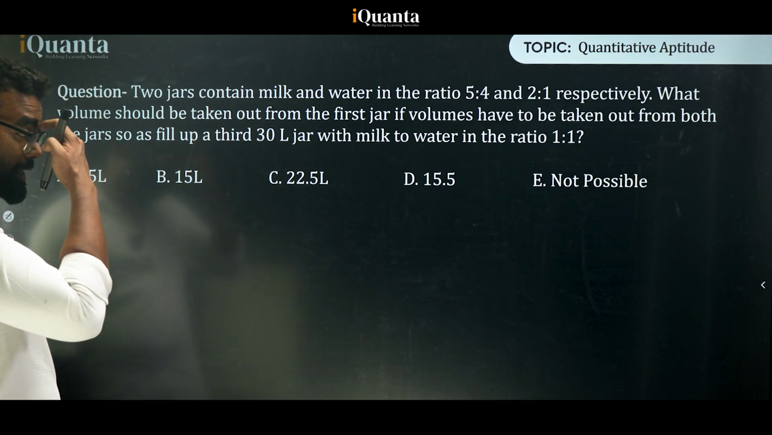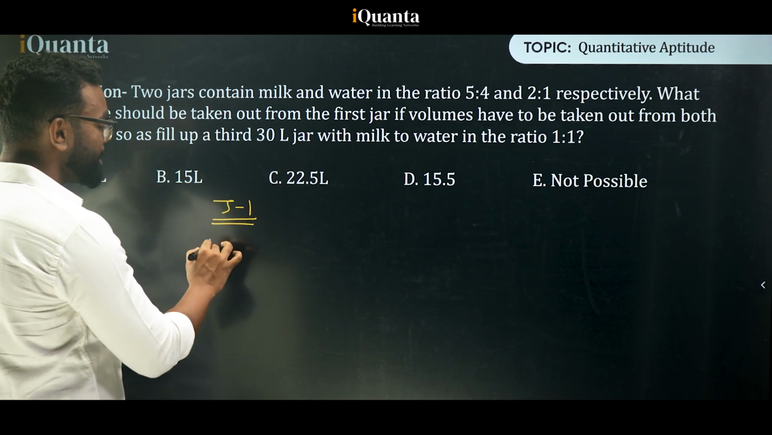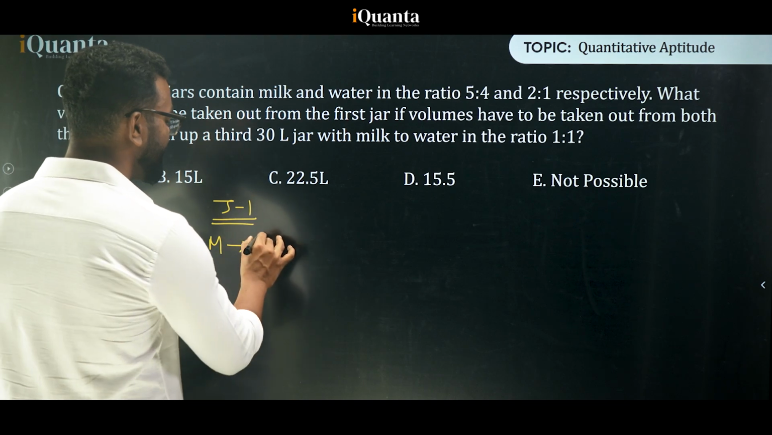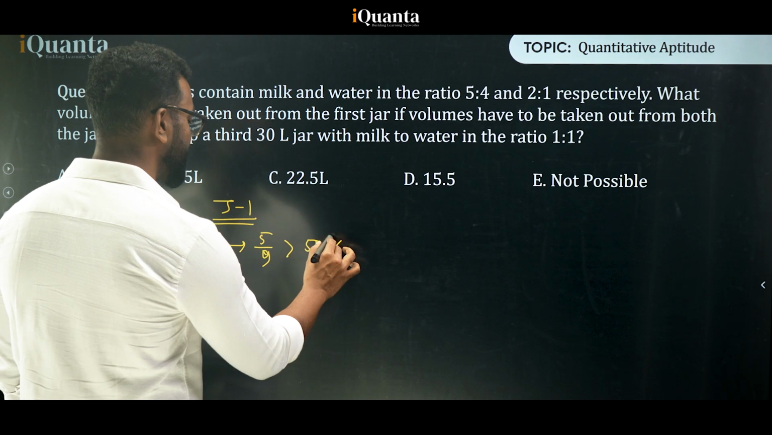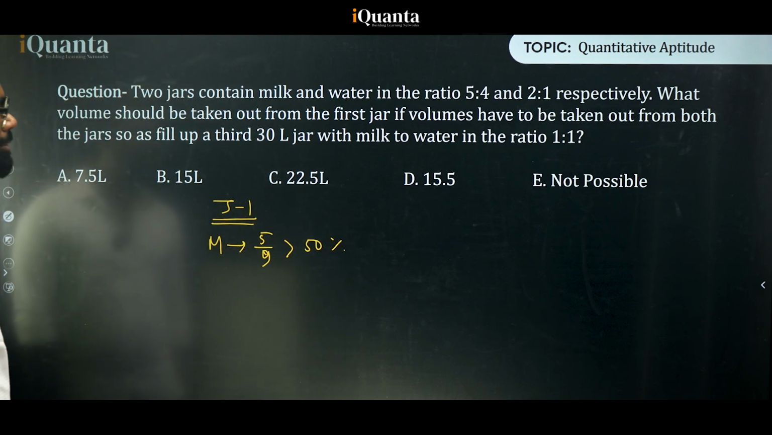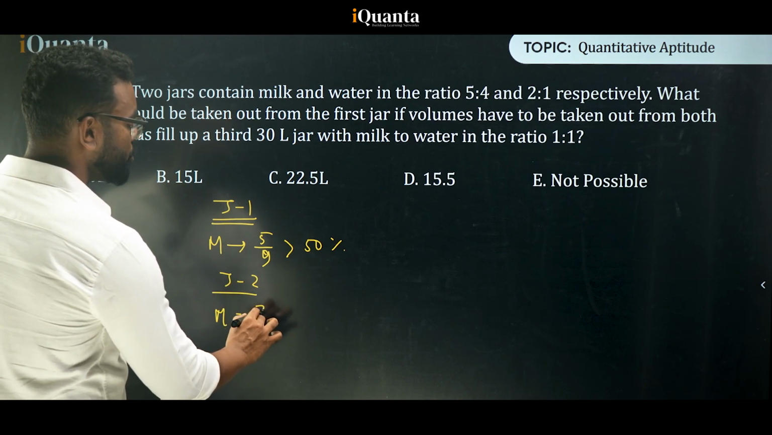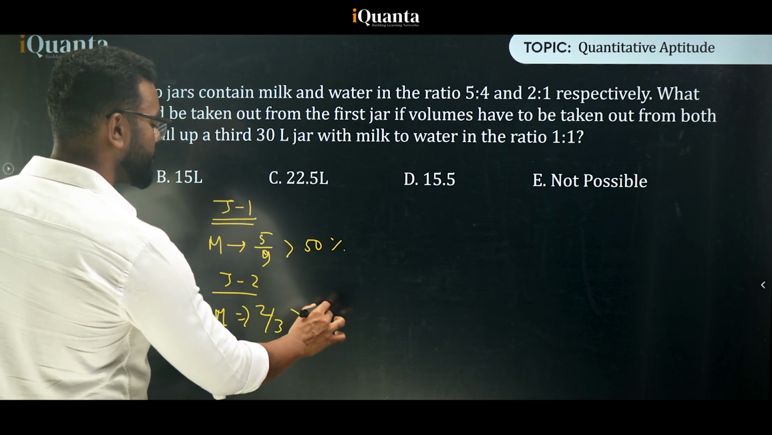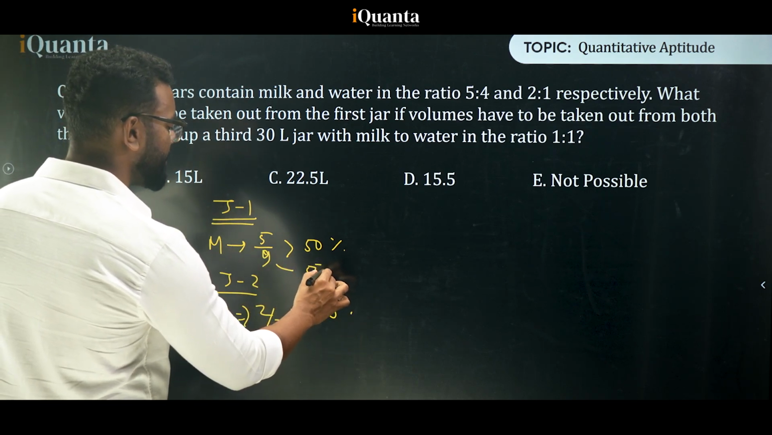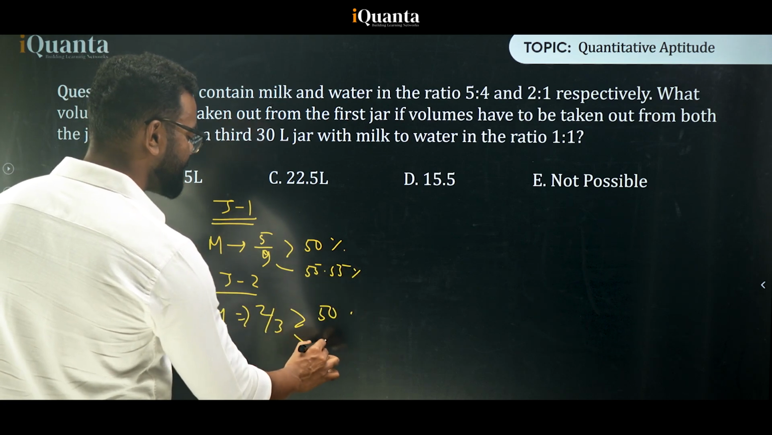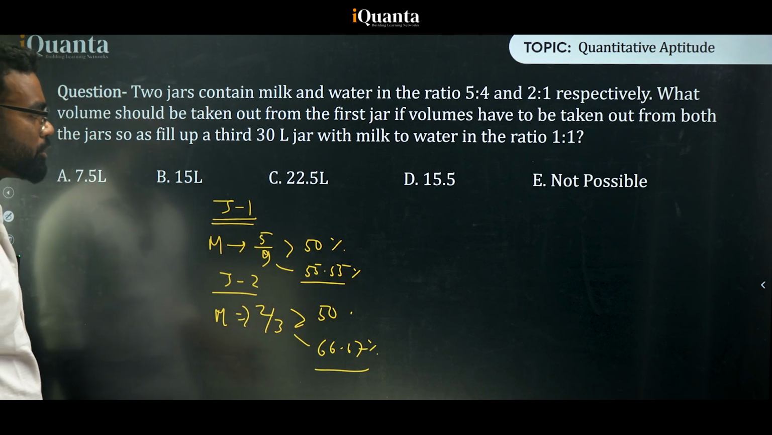To solve this question, you need to understand one thing. In jar 1, that is J1, the milk proportion is 5/9, which is more than 50%, right? In jar 2, the milk is 2/3, which is also more than 50%. 5/9 is around 55.55%, and 2/3 is around 66.67%. You don't need to find this, but still I'm showing you how we are doing this.